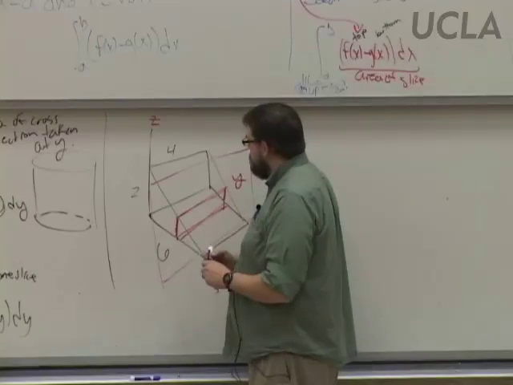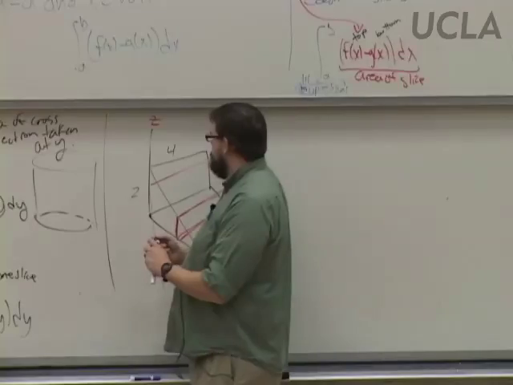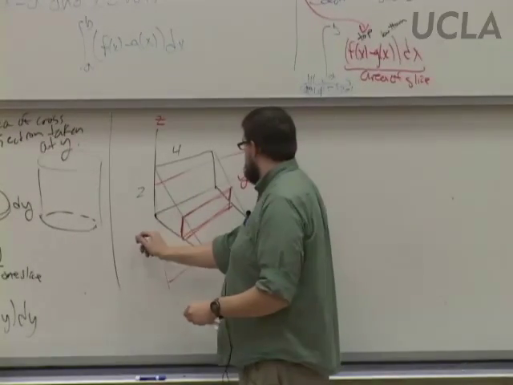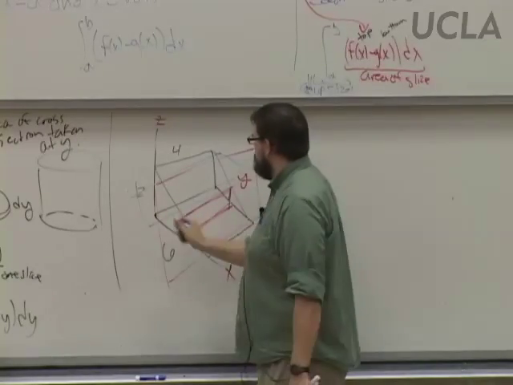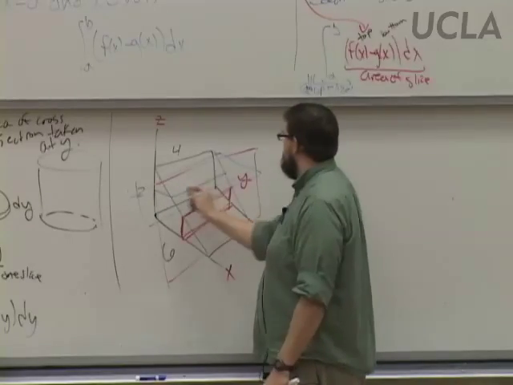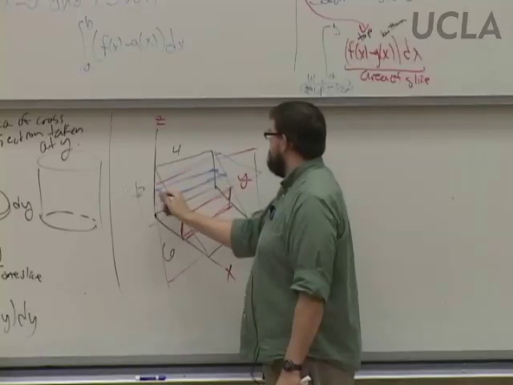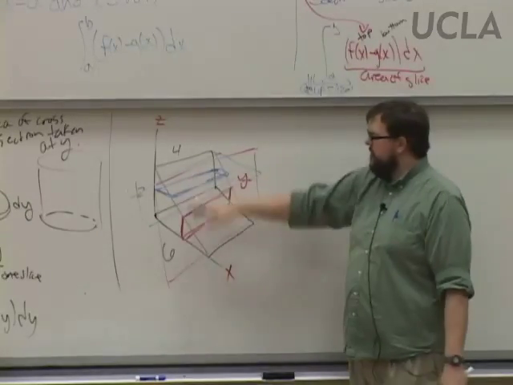I could also, of course, take slices in a different direction. I could also take slices with respect to z. Now, if I take a slice with respect to z, my cross sections are, again, rectangles, but they're different kinds of rectangles. So I'm moving up and down as I take my cross sections now.